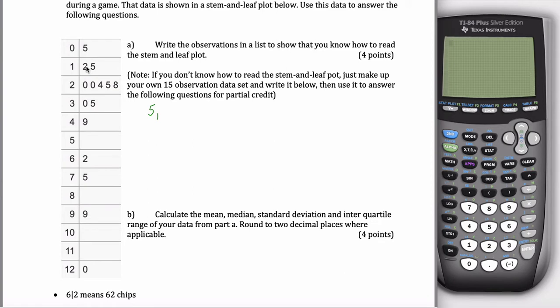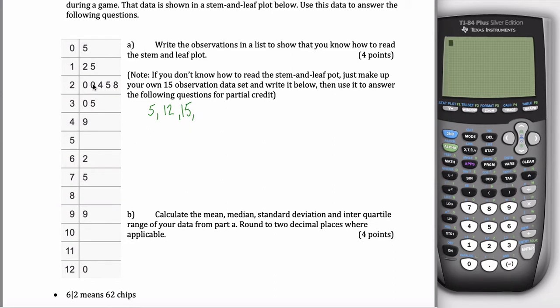This 2 right here represents a 12, not a 2. Why? Because it's on the row where the stem is a 1. So the leaf is a 2, the stem is a 1, the last digit is a 2, all other digits are 1. What I'm saying is you got a 12. This 5 represents a 15.